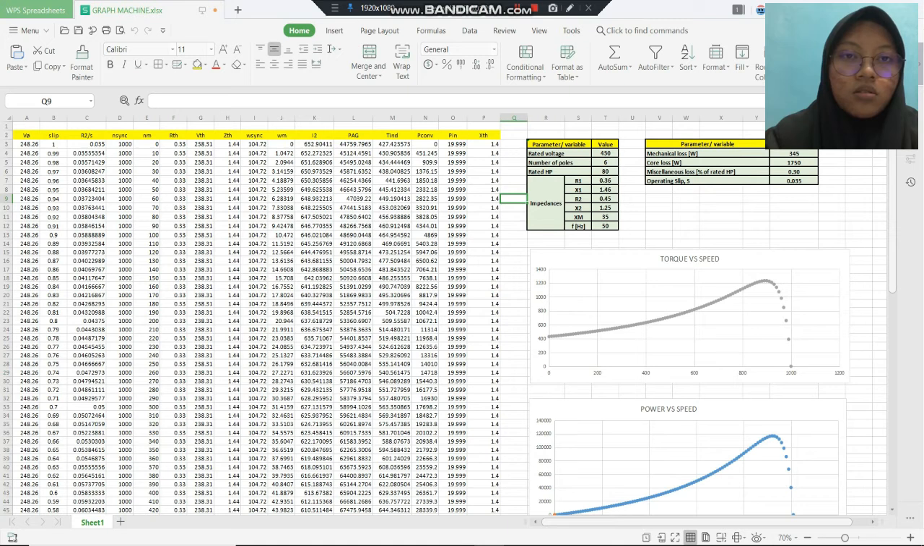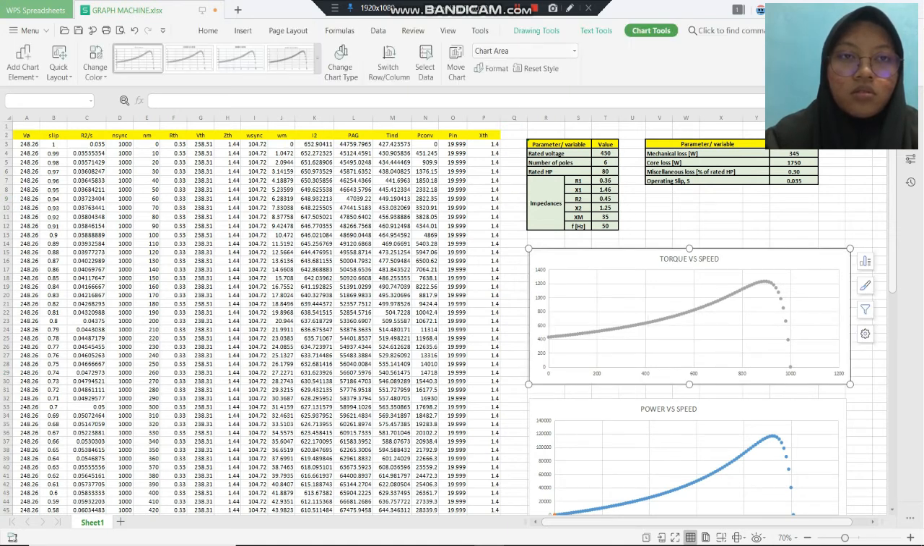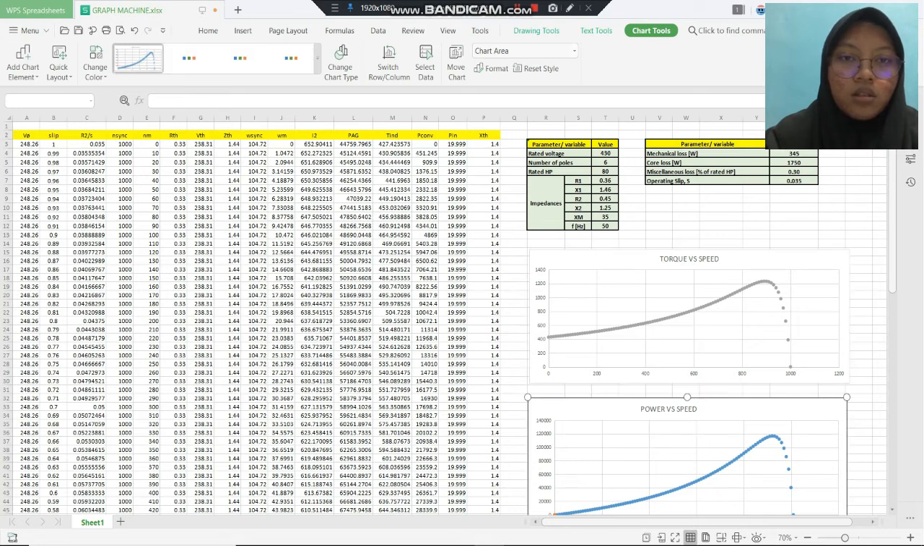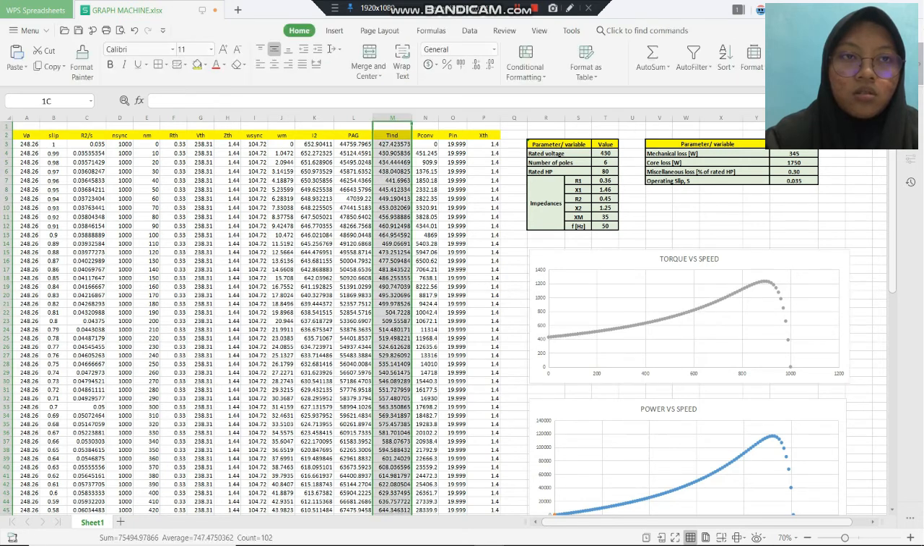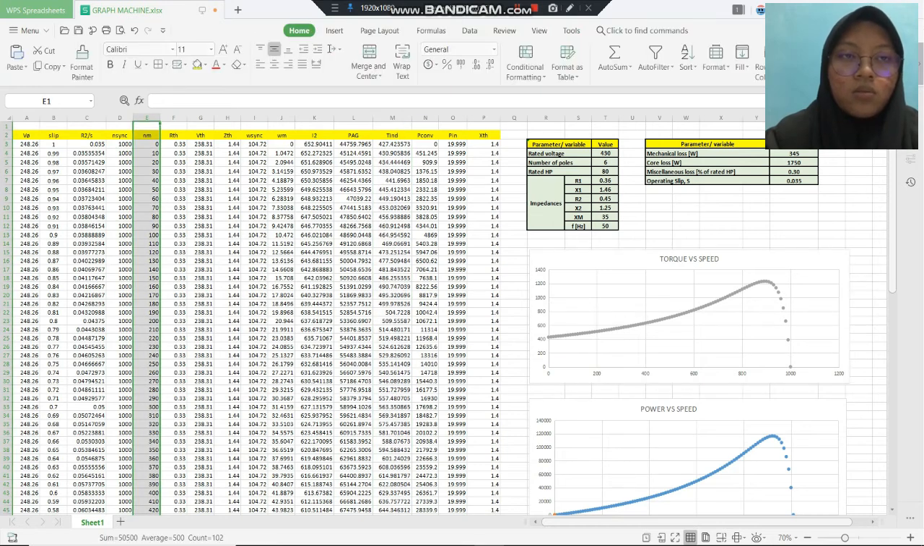So here are some graphs to see how the pattern is, and these are the two patterns. This is the torque versus speed, and this is the power. For the torque, we use this value on the y-axis. For the x-axis, we use this value.